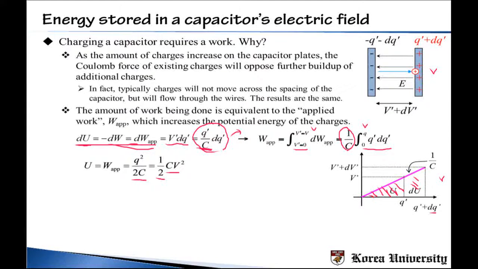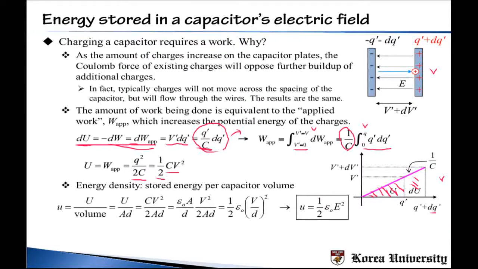Now we have learned that the electric charge stored in a capacitor is actually stored as potential energy. How can you store a large amount of potential energy? Of course, if we can build a large capacitor, then you can certainly store a large amount of charge and a large amount of energy. But that is practically not very good. We always want to store a large amount of energy in a small volume. So therefore, we introduce a useful concept, which is energy density, or energy per capacitor volume.